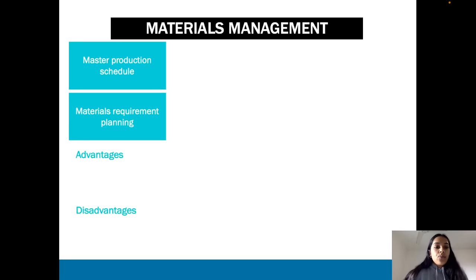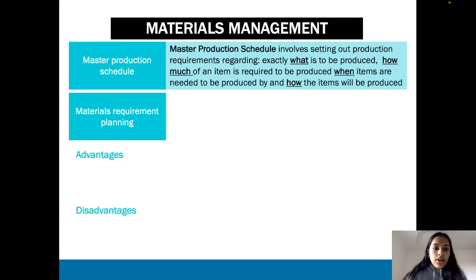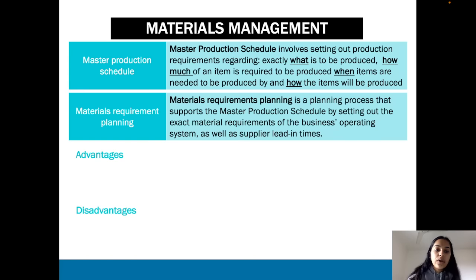Okay, and then we have materials management. So we have the master production schedule. This is essentially where production requirements are set out. So it's going to set out what needs to be produced, how much of an item needs to be produced, when items are going to be produced by, and how the items are going to be produced.